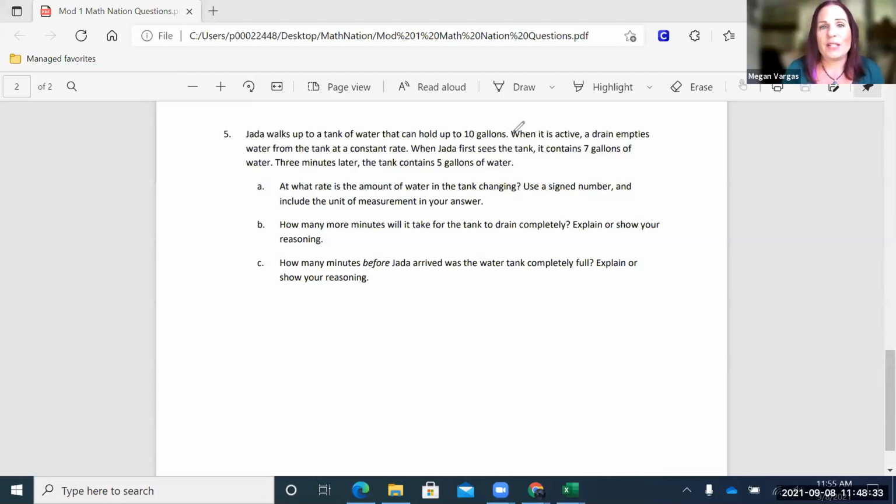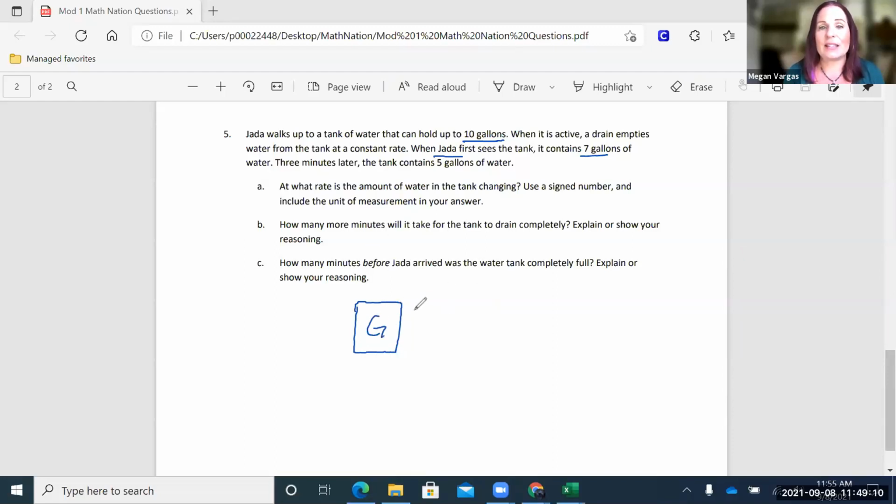So we have a tank that can hold up to 10 gallons. So when it's full, it holds 10 gallons. When Jada first gets there, she sees that it has 7 gallons, right? So I'm gonna draw a gallon. I'm just gonna make it like a container, right? This has a gallon. So there's my, actually that looks like a mug. Let me change that. I'll just draw a rectangle, you guys, sorry. All right, so there's my gallon, right?